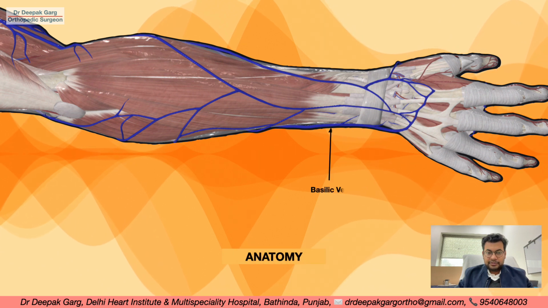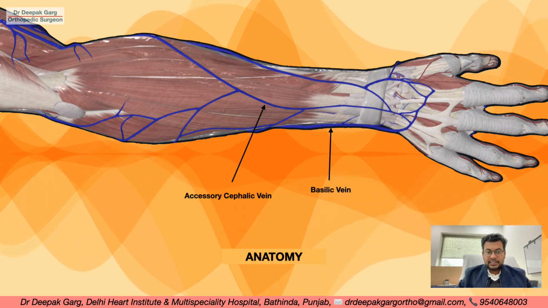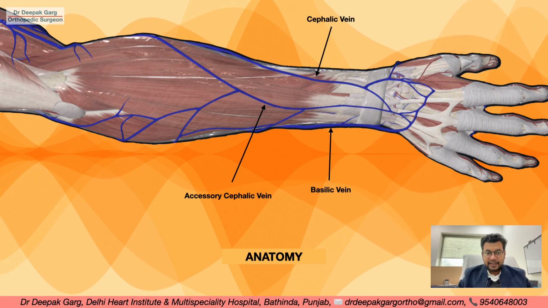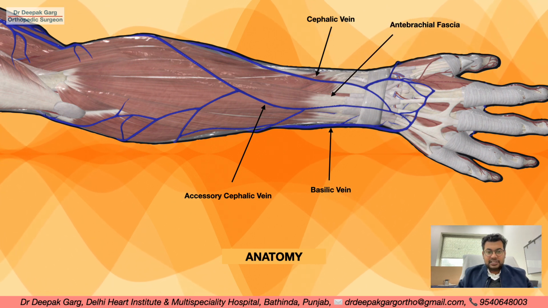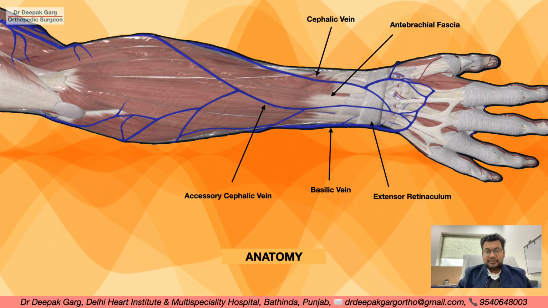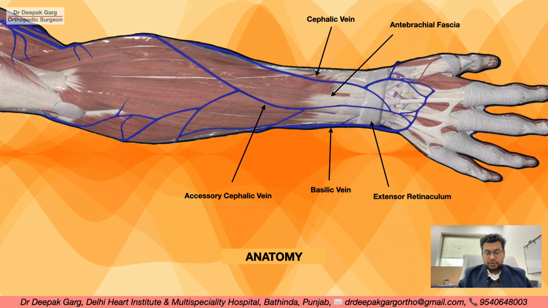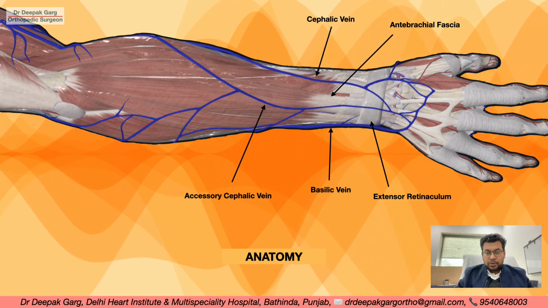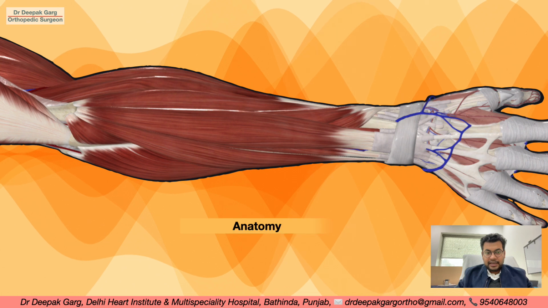Let's first understand some basic anatomy. If we talk about the veins, this is the basilic vein, this is an accessory cephalic vein, this is the cephalic vein, this is the antebrachial fascia, and this is the most common structure, the extensor retinaculum, which we should be aware of. Once we cut the subcutaneous tissue, we have this anatomy.